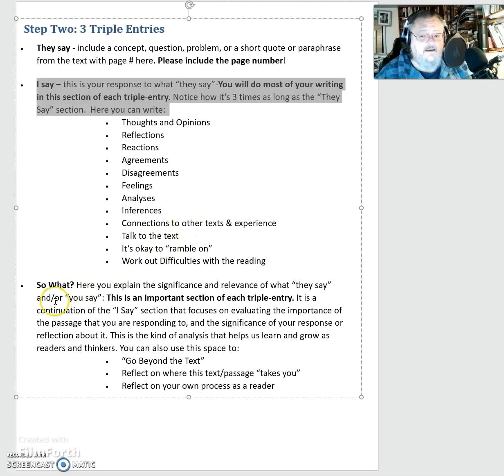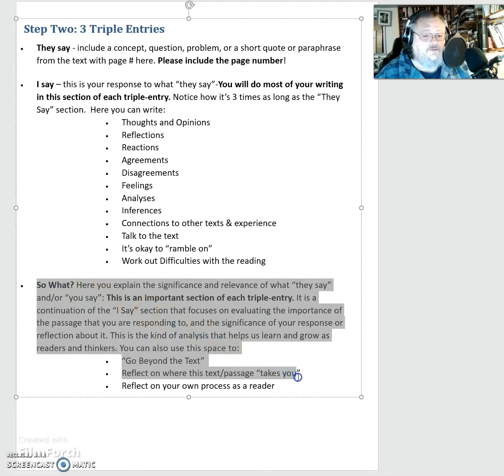Then the third part of each triple entry is going to be the so what entry. Here you're going to explain the significance and the relevance of why they say and you say. What's significant about this quote? What's significant about your interaction with it? This part forces you into further analysis. It's kind of like a continuation of the I say section, but it focuses on evaluating the importance of the passage that you are responding to.